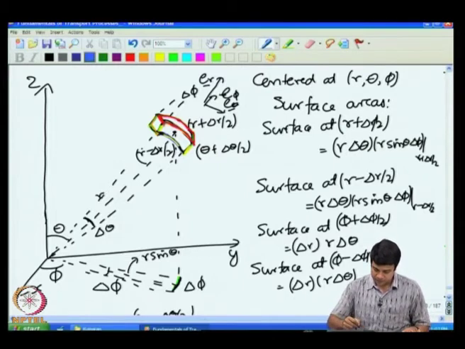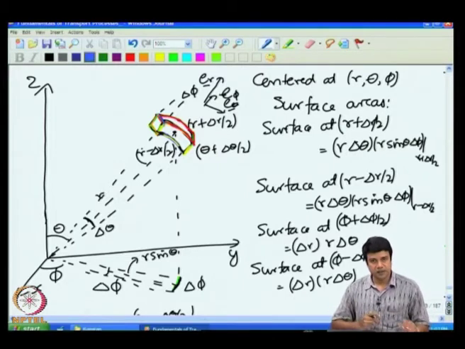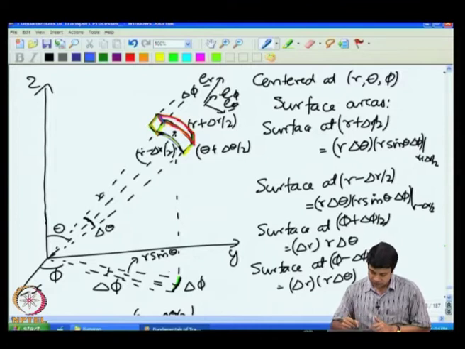Now, this length is obtained by varying the phi coordinate from phi minus delta phi by 2 to phi plus delta phi by 2. So, this is the length obtained by varying the phi coordinate. The radius vector in that case is r times sin theta, the distance from the origin to this location along the xy plane. Angle subtended is delta phi, therefore, the length is r delta theta times r sin theta delta phi.